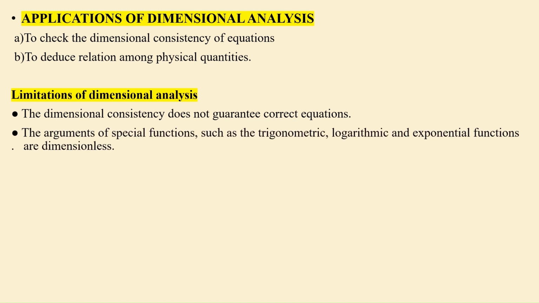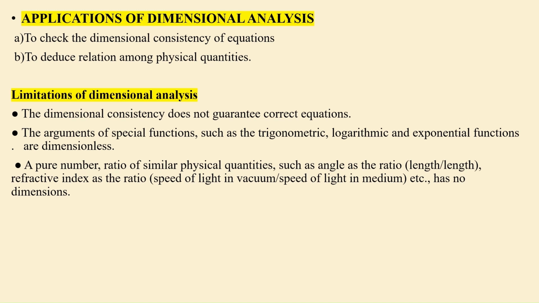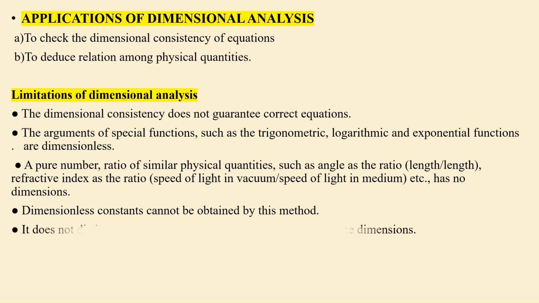The arguments of special functions, such as the trigonometric, logarithmic and exponential functions, are dimensionless. A pure number, ratio of similar physical quantities, such as angle as the ratio, length by length, refractive index as the ratio, speed of light in vacuum by speed of light in medium, etc., has no dimensions. Dimensionless constants cannot be obtained by this method. It does not distinguish between the physical quantities having same dimensions.